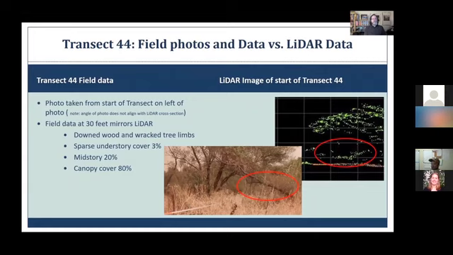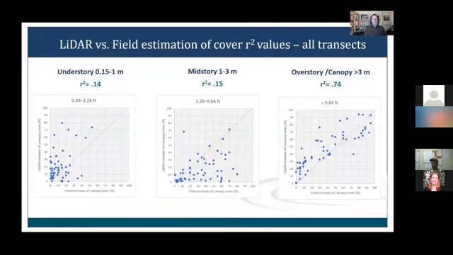There was a sparse understory cover measured in the field at just 3%. You can see on the LiDAR image, there's really not much understory cover being picked up. Midstory cover was about 20%, which looks about right if you look at the LiDAR image. And then the taller canopy cover was 80%. So here's an example of pretty good correspondence between the two.